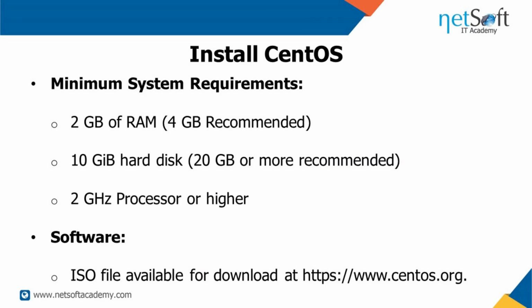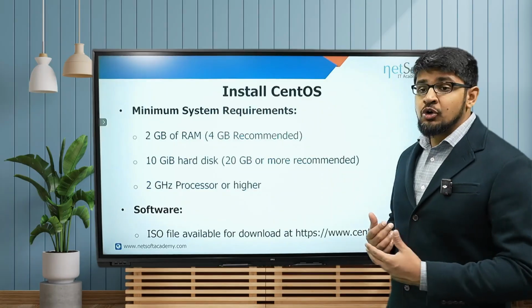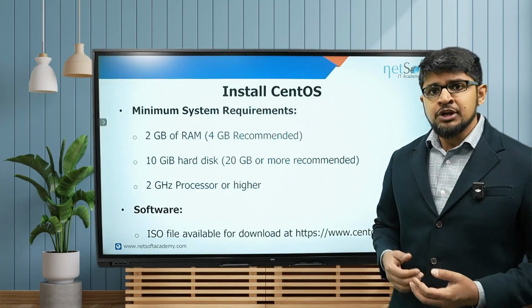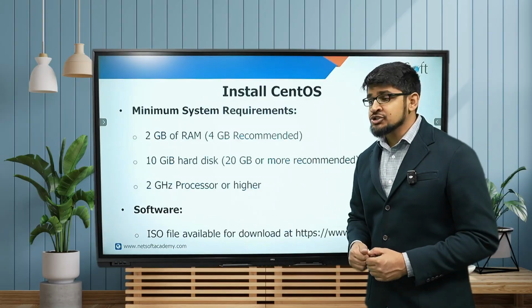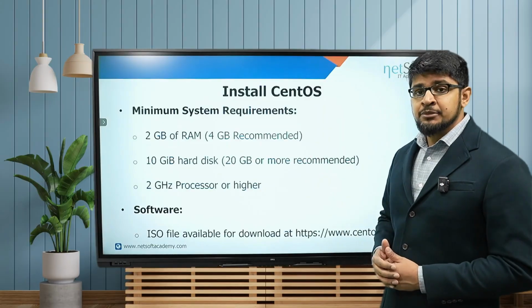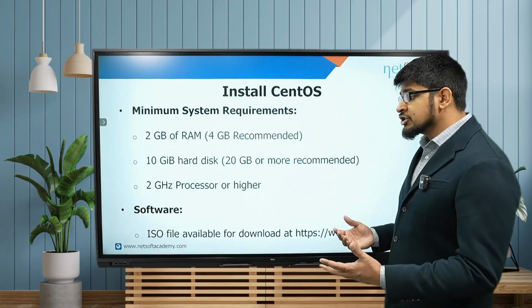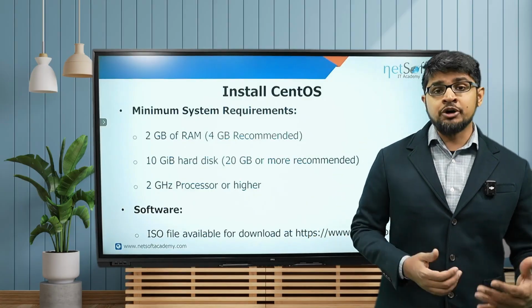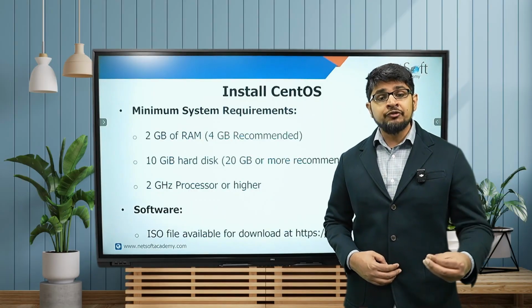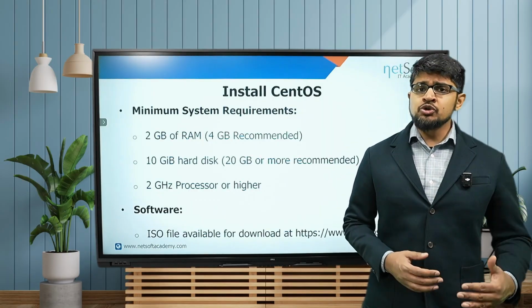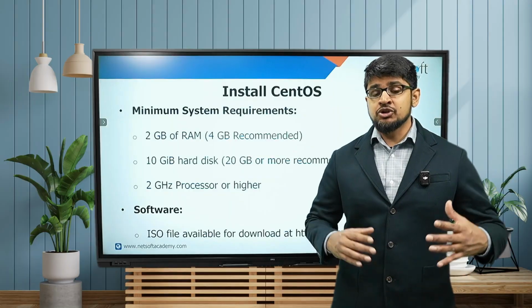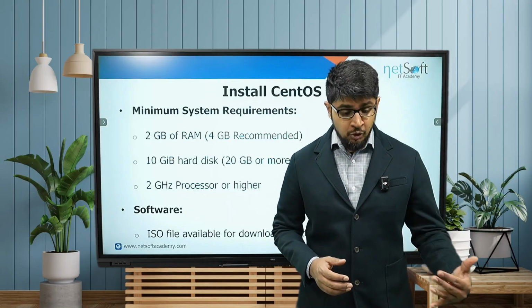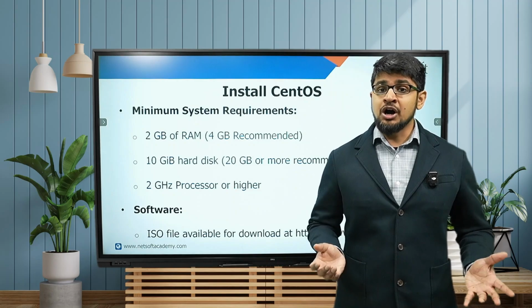centos.org. Over there, you'll find the ISO file, which will let you set up your own instance of a CentOS virtual machine. Their very minimal system requirements are 2 GB of RAM, 10 GB of hard disk, and a 2 GHz processor, which is common for most modern-day computers. So moving forward in the lab, we're going to show you how to install CentOS so you can get your own Linux distribution up off the ground.